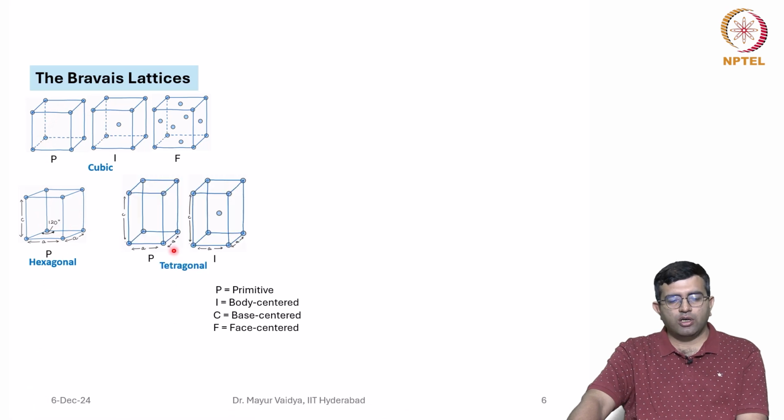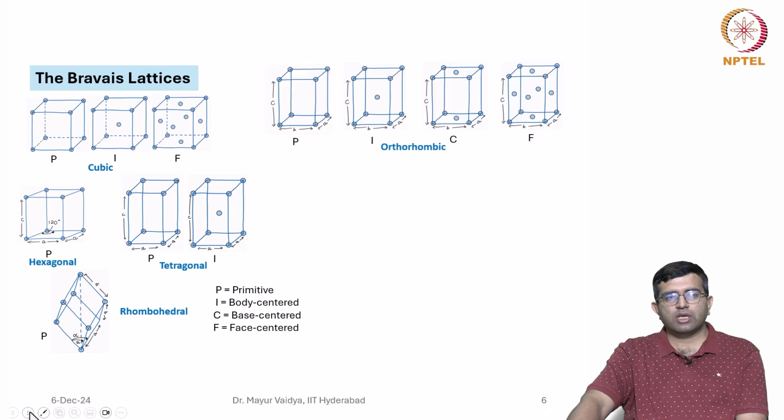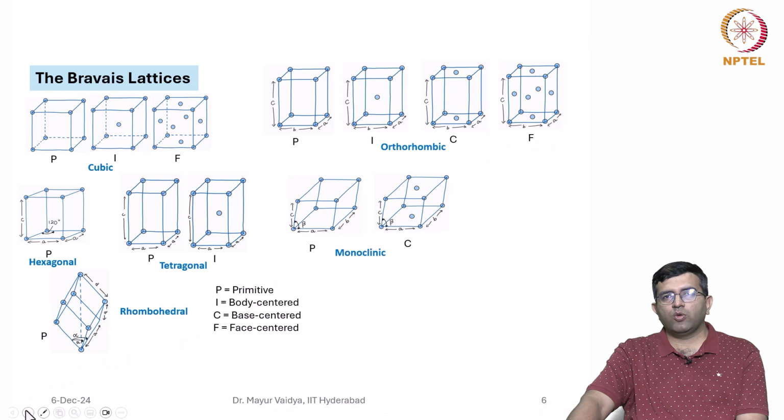For tetragonal, you have primitive and the body centered tetragonal, which is, by the way, the crystal structure of martensite in steels. You have a rhombohedral primitive cell. Orthorhombic is the one where all the possible lattices exist: primitive, body centered, end centered and the face centered. Similarly, for monoclinic there are 2, and for triclinic there is 1.